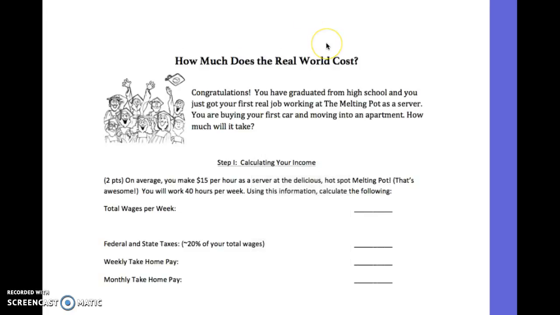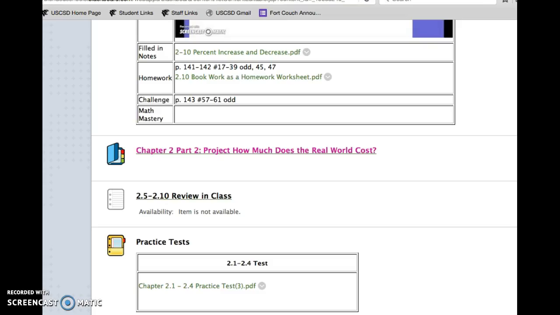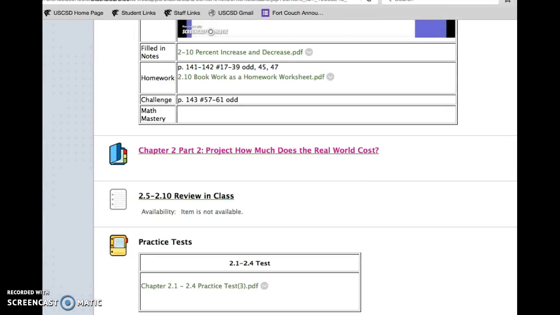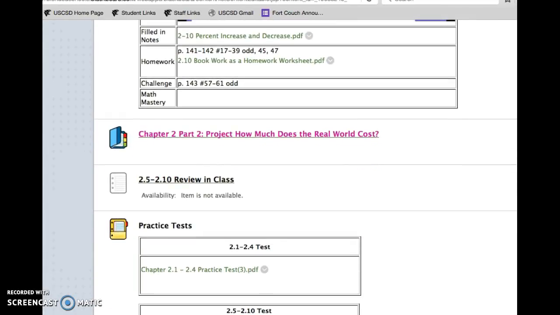All right, guys, we are going to be doing a project on figuring out how much the real world costs. So the first thing that you're going to want to do is log into Blended Schools. And when you log into Blended Schools, you'll be in your Chapter 2 resources. If you scroll up and down, you're going to find this link that says Chapter 2, Part 2 Project, How Much Does the Real World Cost? So go ahead and open that.